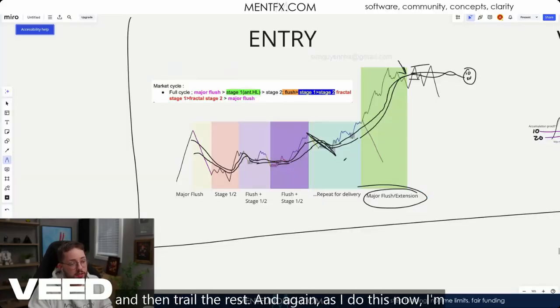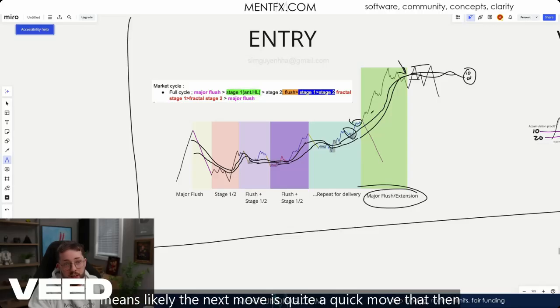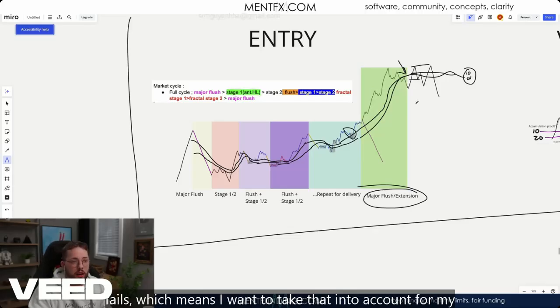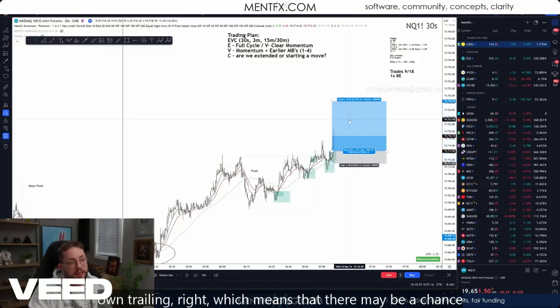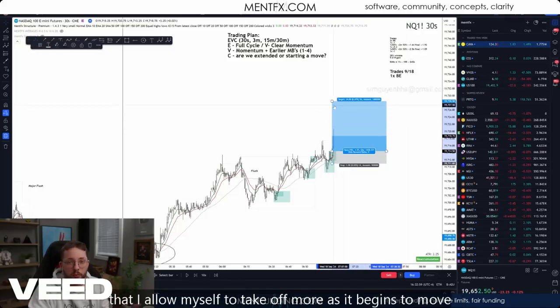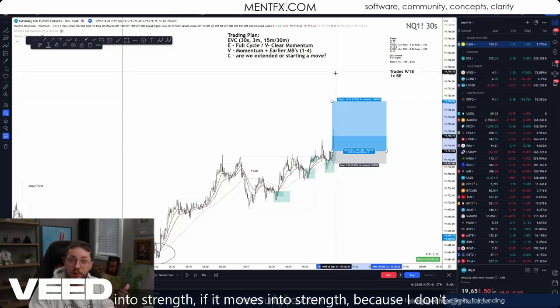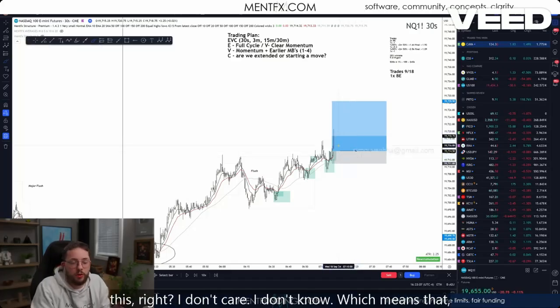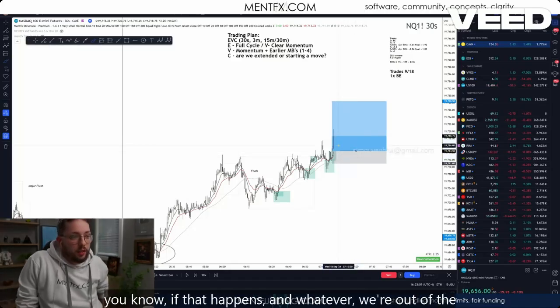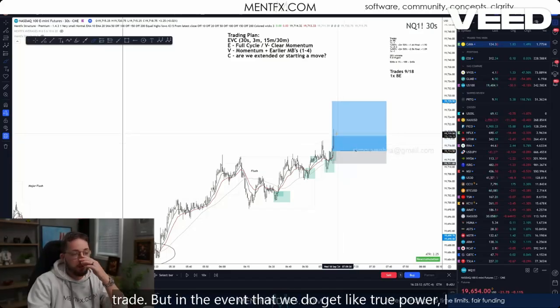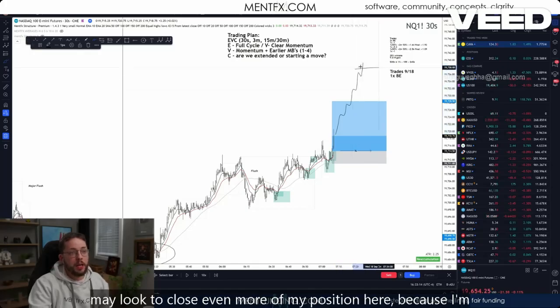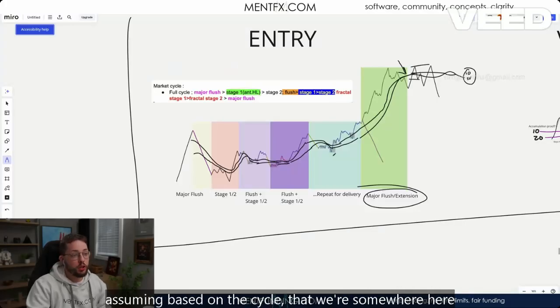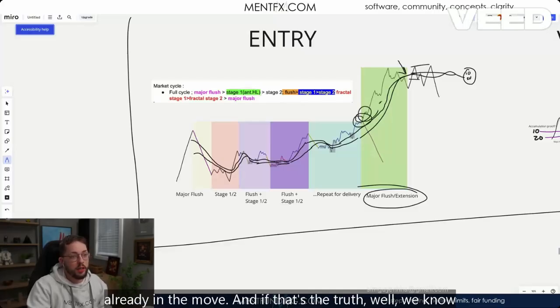And again, as I do this now, I'm assuming we are somewhere here or here in the process, which means likely the next move is quite a quick move that then fails, which means I want to take that into account for my own trailing, right? Which means that there may be a chance that I allow myself to take off more as it begins to move into strength, if it moves into strength, because I don't know. This could also, as all of you know, just go like this, right? I don't care, I don't know. Which means that if that happens, then whatever, we're out of the trade. But in the event that we do get true power, I may look to close even more of my position here because I'm assuming, based on the cycle, that we're somewhere here already in the move.